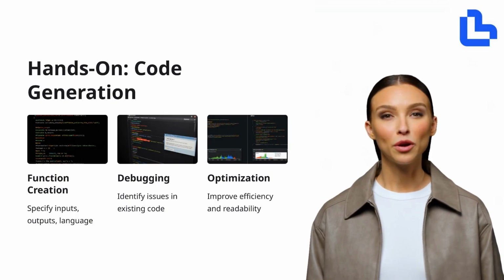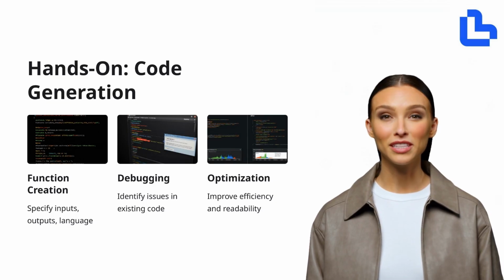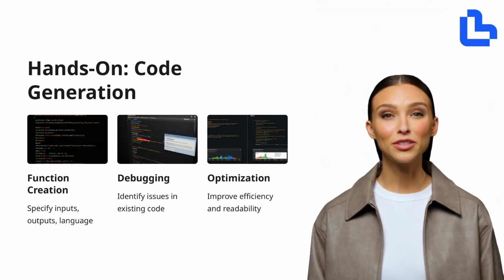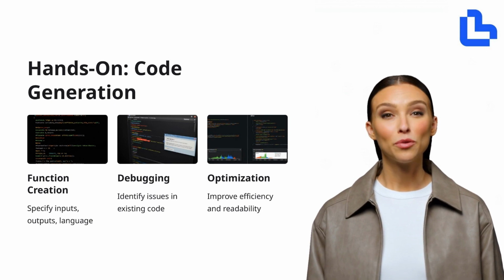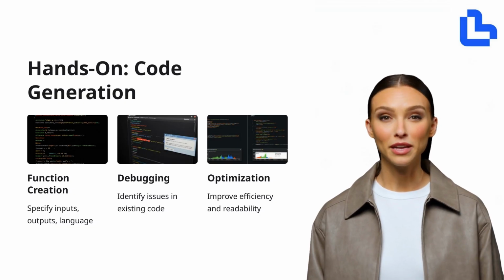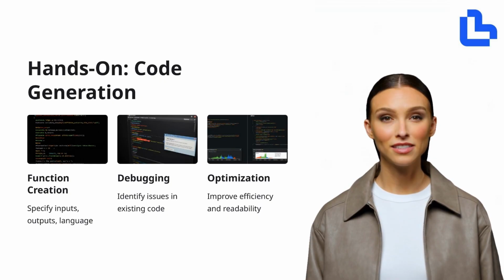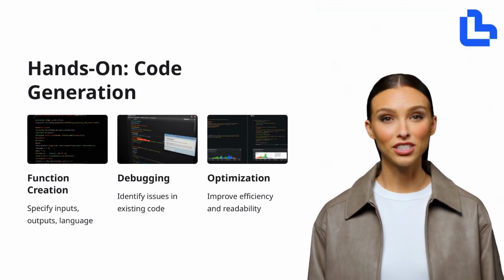Now, let's explore one of the most exciting and rapidly growing applications of AI, code generation. Whether you're a product manager working closely with developers or an engineer looking to speed up your workflow, prompt engineering can help you generate, debug, and optimize code with remarkable efficiency. There are 3 main use cases to focus on: function creation, debugging, and optimization.